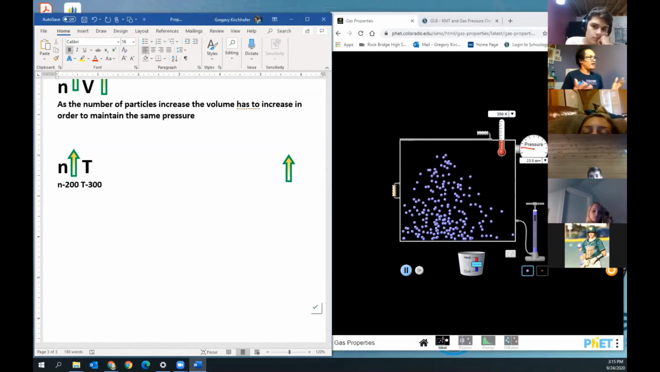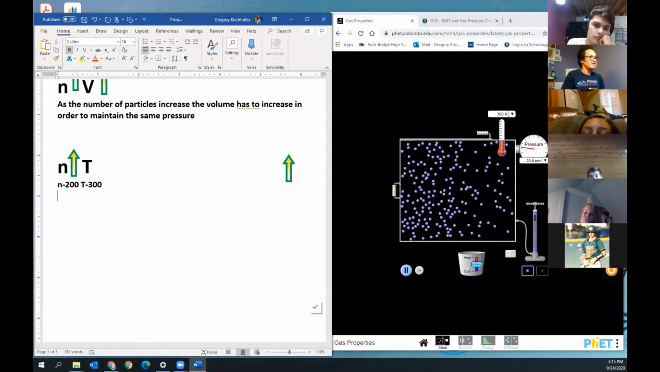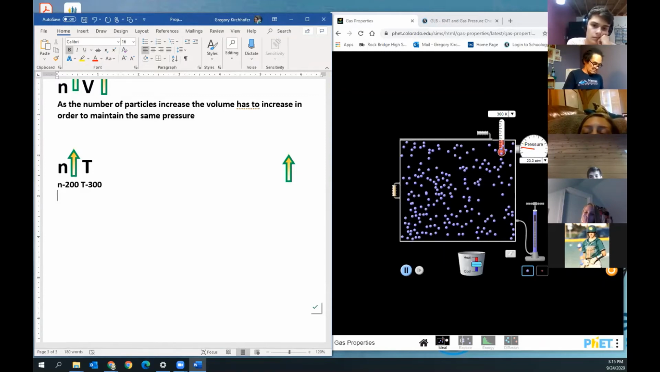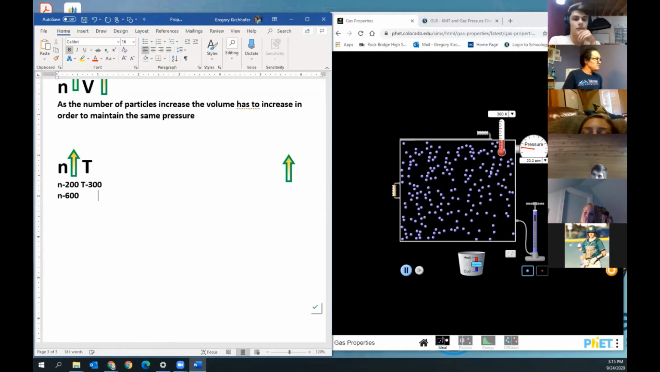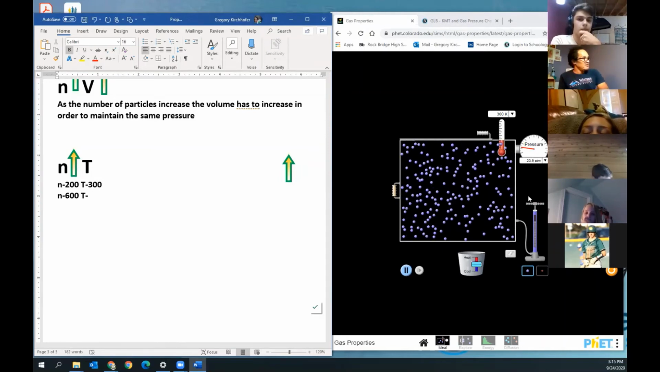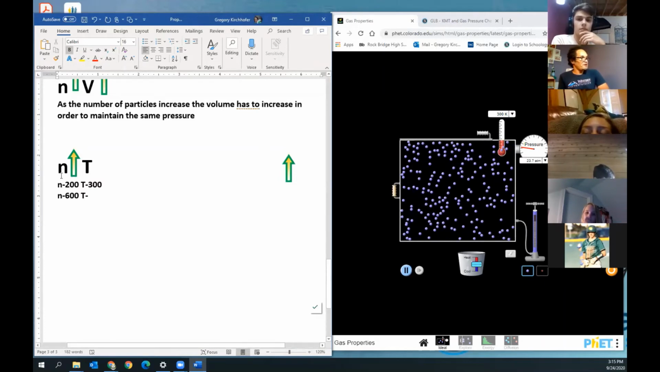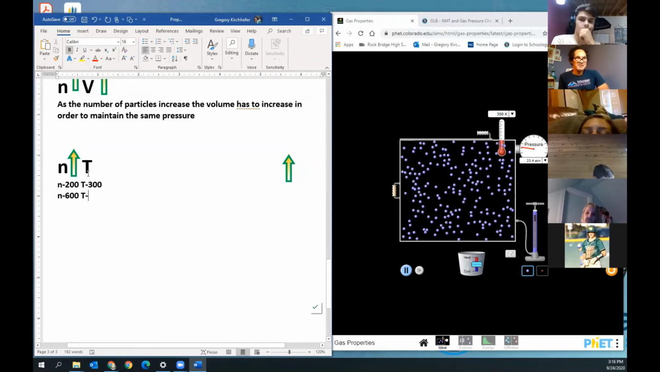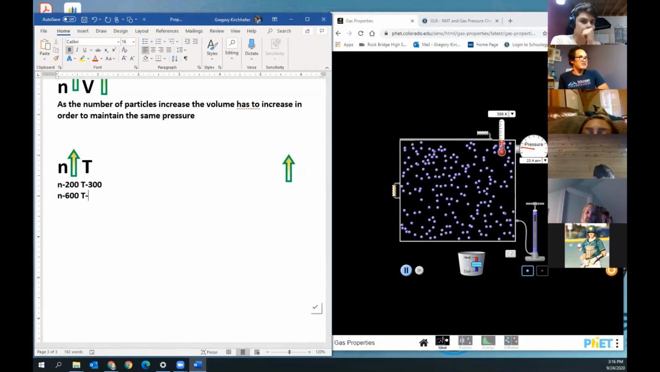And we're going to put a lot more. Let's put 3 times as many, I think. All right. So if we increase the number of particles, what has to happen to the temperature to keep the same number of hits? So we want temperature to vary, but not pressure. So I'm going to click this one.